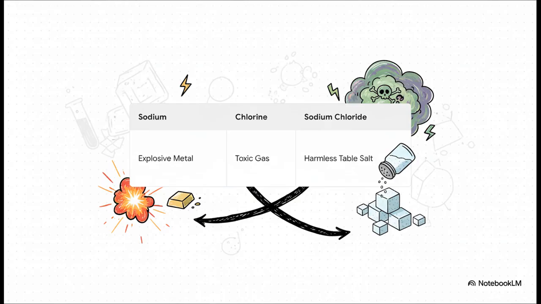This really drives home the crucial difference between an element and a compound. On their own, you have sodium, the explosive metal, and chlorine, the toxic gas. They have their own pretty dangerous personalities. But when they bond together and become the compound sodium chloride, they create something entirely new, with a completely different and, thankfully, harmless set of properties.